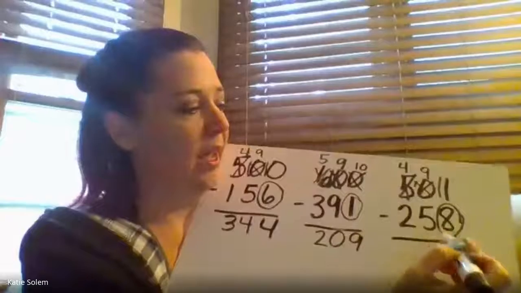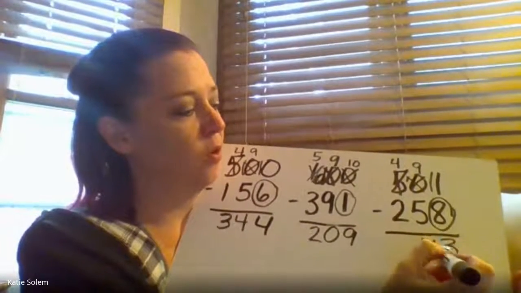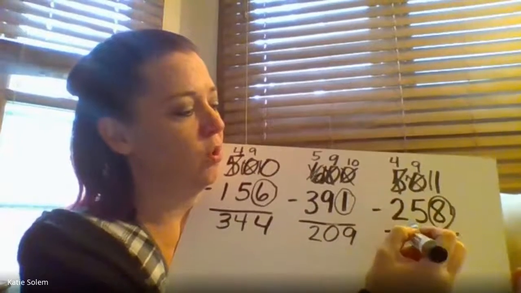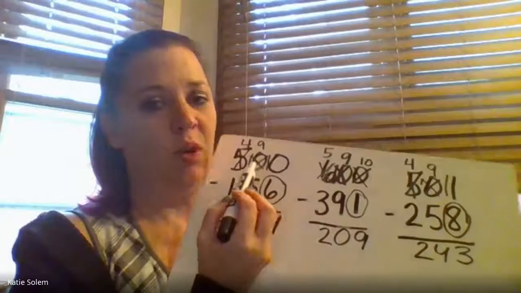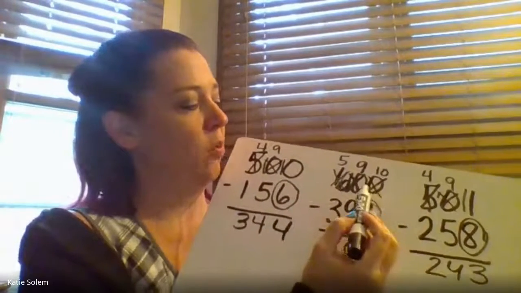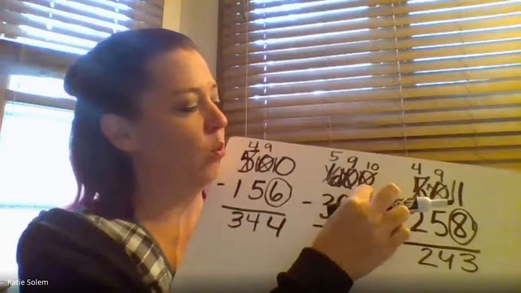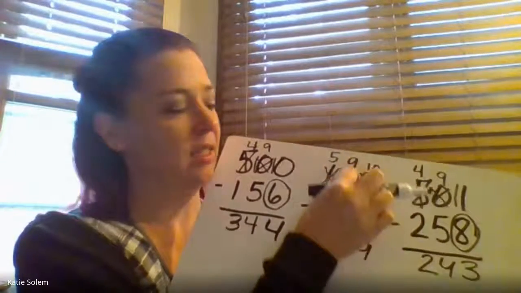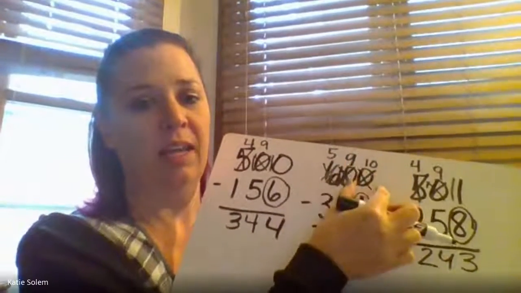11 take away 8 is 3. 9 take away 5 is 4. 4 take away 2 is 2. So when we're practicing subtracting across zeros, we have to remember that we have to do it one step at a time. If the ones can't borrow from the tens, then the tens have to go borrow from the hundreds first. Then the ones can borrow.